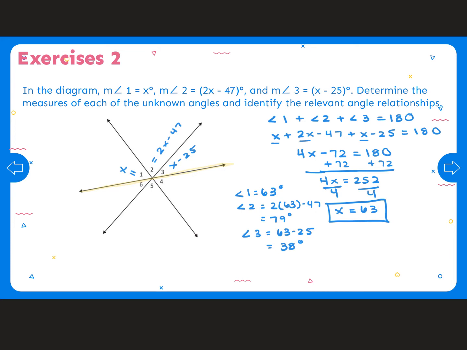All right, so we know the measure of angle 1 is 63 degrees. The measure of angle 2 is 79 degrees. And the measure of angle 3 is 38 degrees. All right, now it says let's identify relationships. I see a lot of vertical angles here. So I know that angle 1 and angle 4 are vertical angles.